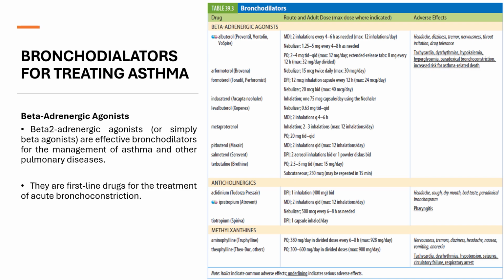For this reason, they are sometimes referred to as rescue drugs. Their effects, however, last only 2 to 6 hours. The use of short-acting medications is generally limited to as-needed, pro re nata or PRN, management of acute episodes.